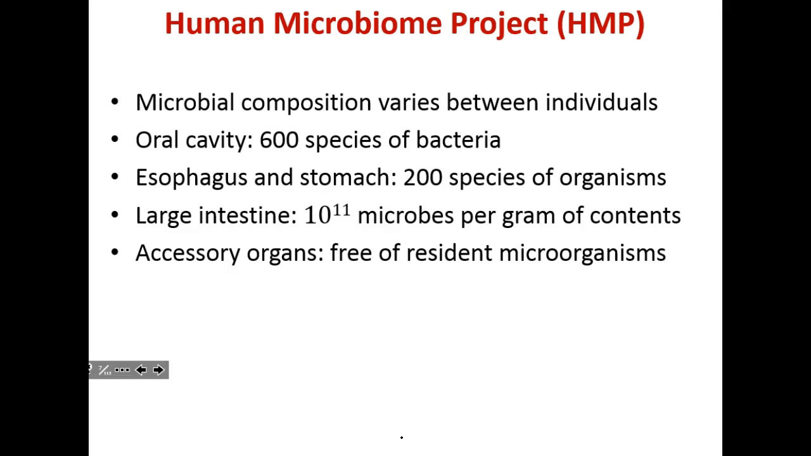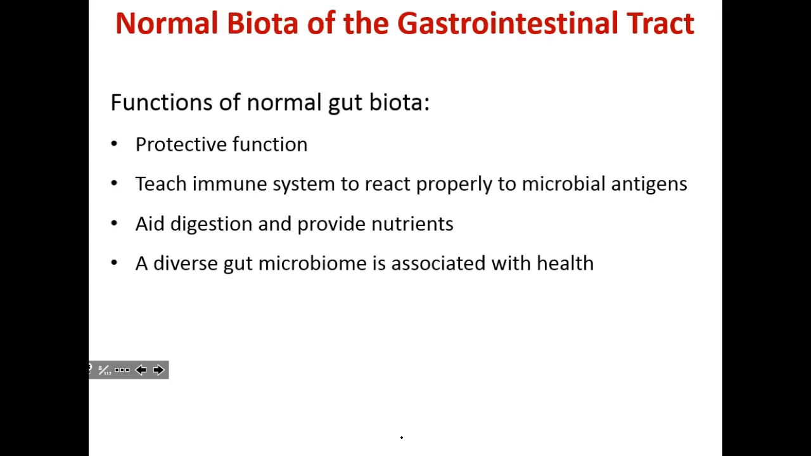So in the oral cavity, there are 600 species of bacteria. In the esophagus and stomach, there are 200 species of organisms. In the large intestine, 10 to the 11th power microbes per gram of contents. How many zeros is that? And in our accessory organs, it's free of resident microorganisms. Does that say that there are no transient organisms? No, there can be transient organisms.